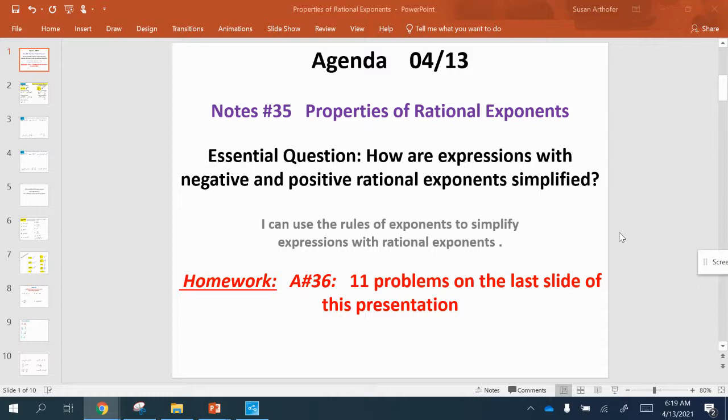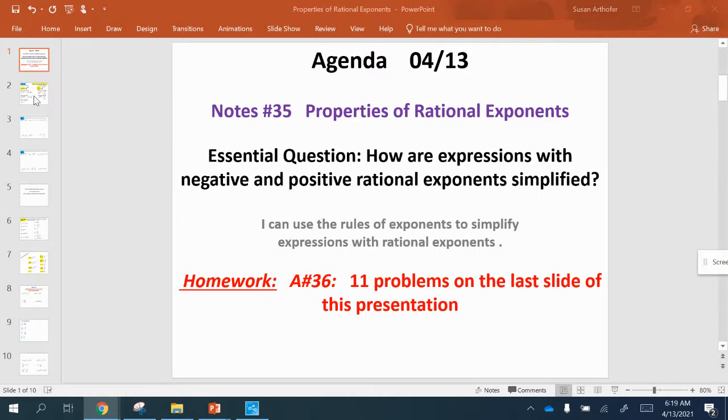So today, the essential question is how are expressions with negative and positive rational exponents simplified? And at the end of this lesson, you should be able to say that you can use the rules of exponents to simplify expressions that have rational exponents.